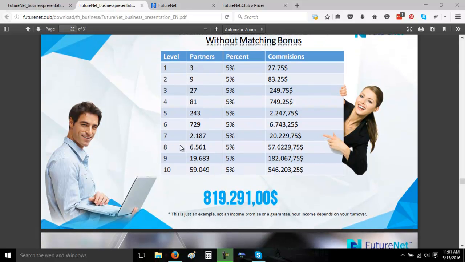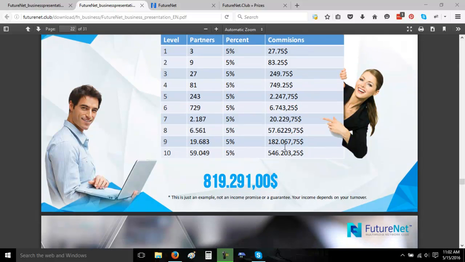Level 8, 6,561 people, and that is 57,006. Actually, I'm sorry. Okay, this is a little bit off. 57,629,000, I think is what they have. This is probably a typo. So this should be $57,629.75 is actually what that should be.